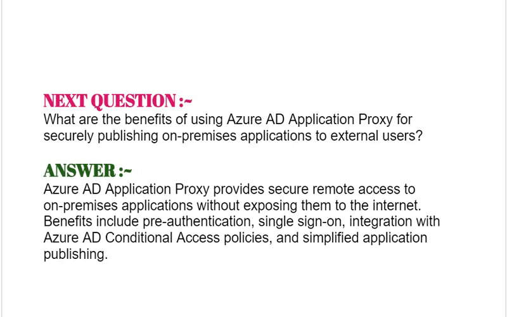Our next interview question is: what are the benefits of using Azure AD Application Proxy for securely publishing on-premises applications to external users? Your answer should be: Azure AD Application Proxy provides secure remote access to on-premises applications without exposing them to the Internet. Benefits include pre-authentication, single sign-on, integration with Azure AD conditional access policies, and simplified application publishing.